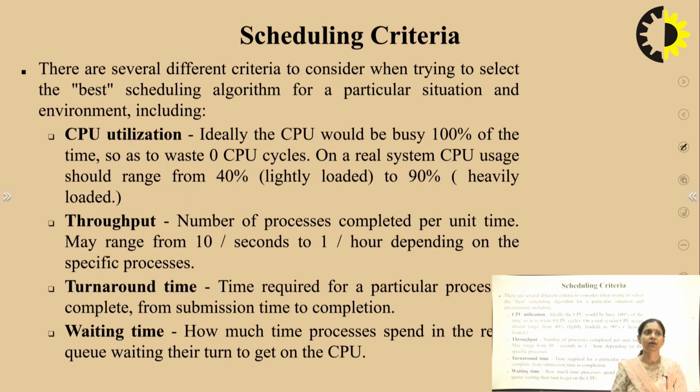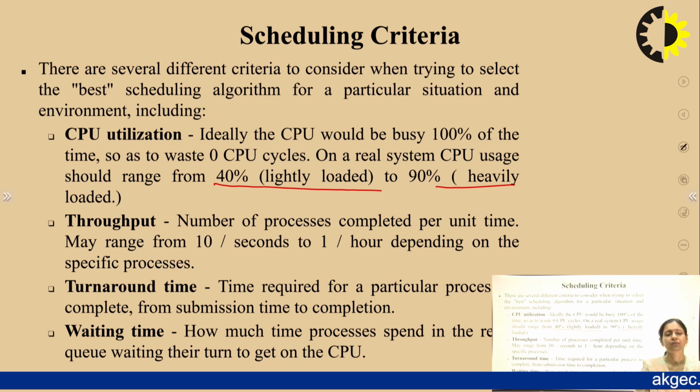Now, what are the different criteria for scheduling? The first one is CPU utilization. We want the CPU to be utilized to the maximum, but maximum utilization is basically not possible. It usually ranges from 40% to 90%, where at 40% we say the CPU is lightly loaded, and at 90% we say the CPU is heavily loaded.